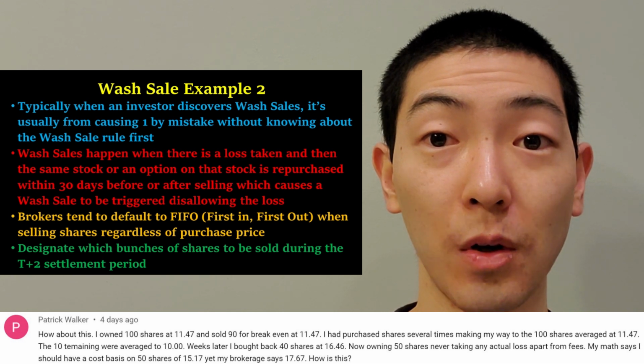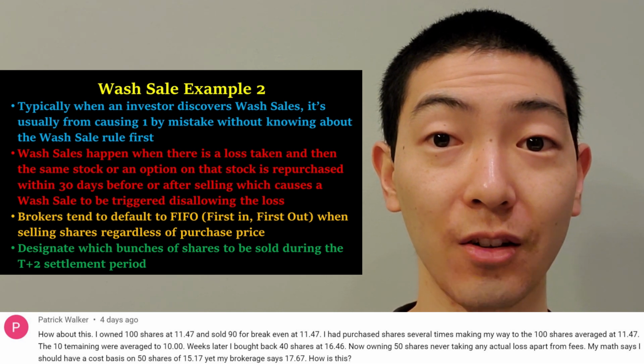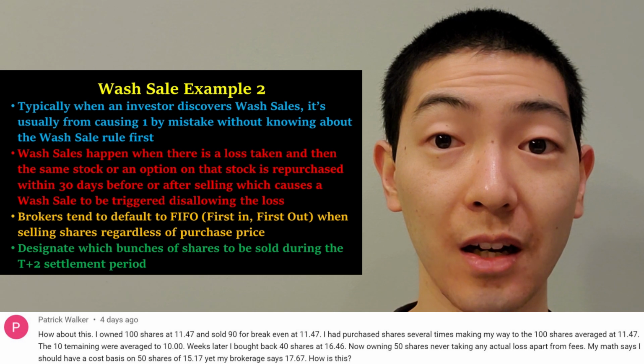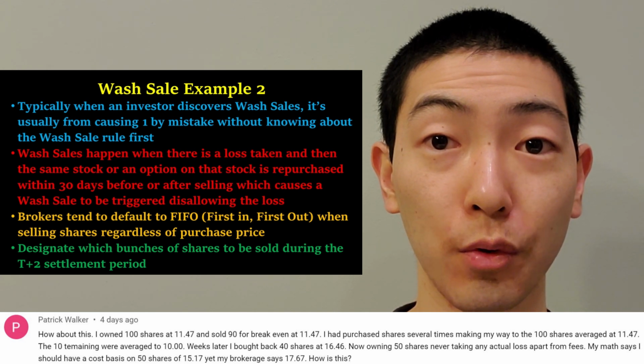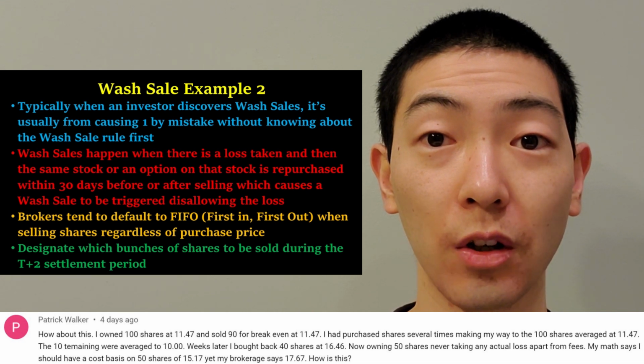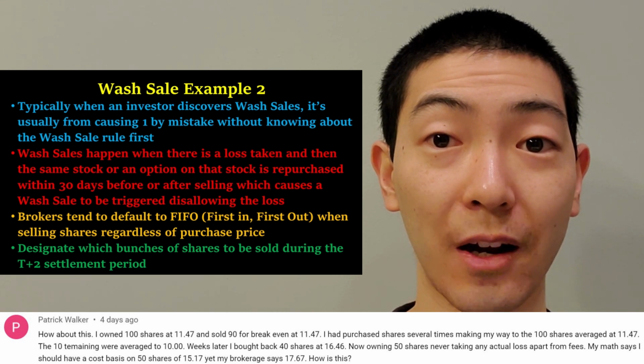With that being said, wash sales happen when there is a loss taken on a stock and then the same stock or an option on that stock is repurchased within 30 days before or after selling, which causes a wash sale to be triggered, disallowing the loss.